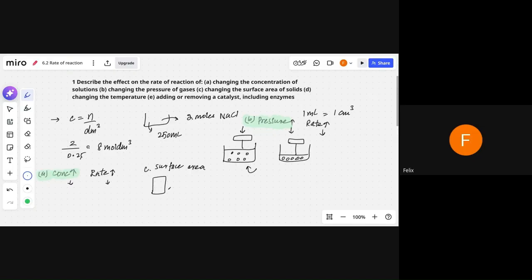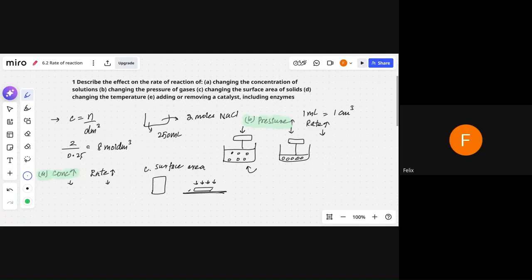So for example, if this piece of paper is placed horizontally on a table, it means that only the top surface can come in contact with the atmosphere. We cannot touch the side of the paper that is in contact with the table.